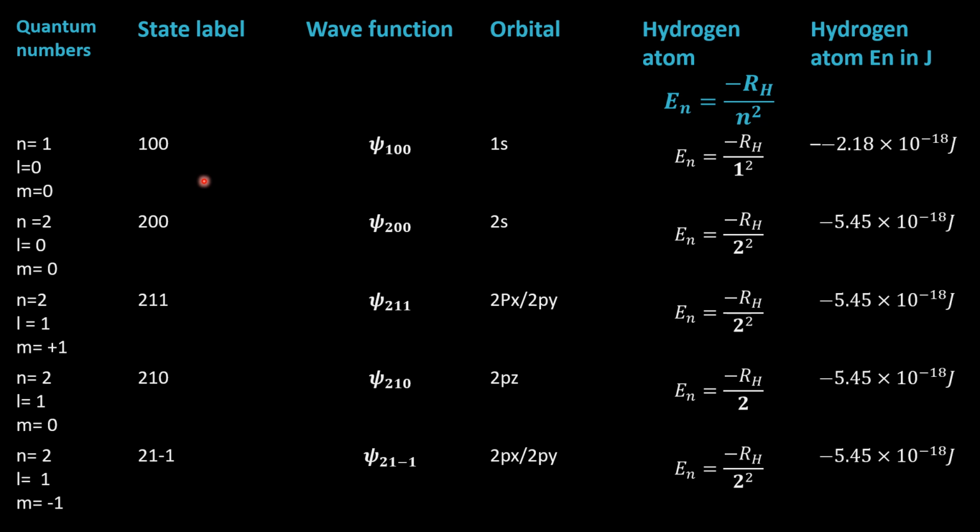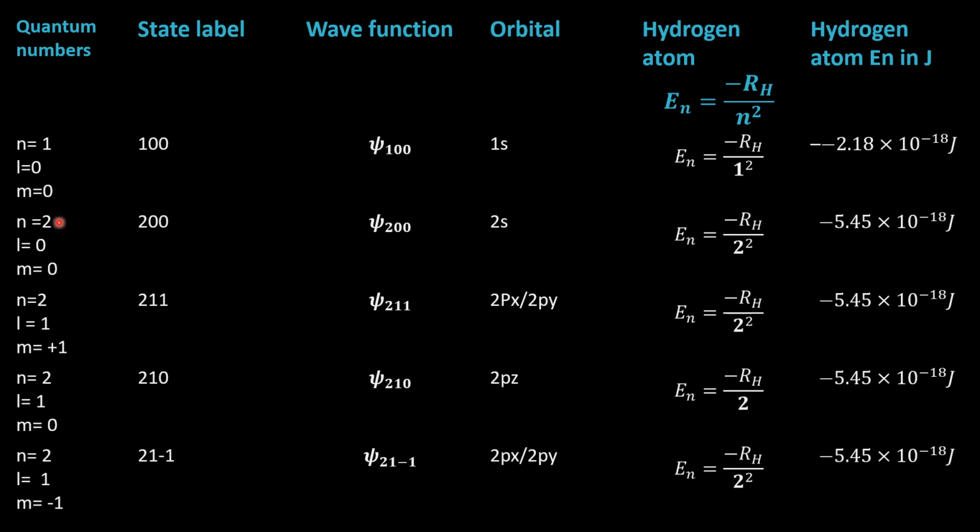So 1, 0, 0 is the state label, and correspondingly for this state the wave function will be psi 1, 0, 0. And what will be the orbital? The orbital is the 1s orbital. That is, when n is equal to 1, L is equal to 0, m is equal to 0, it represents the 1s orbital. Correspondingly, its binding energy will be equal to -RH over 1 squared, as n is equal to 1, and so its value in Joule will be equal to minus 2.18 times 10 to the power minus 18 Joule.